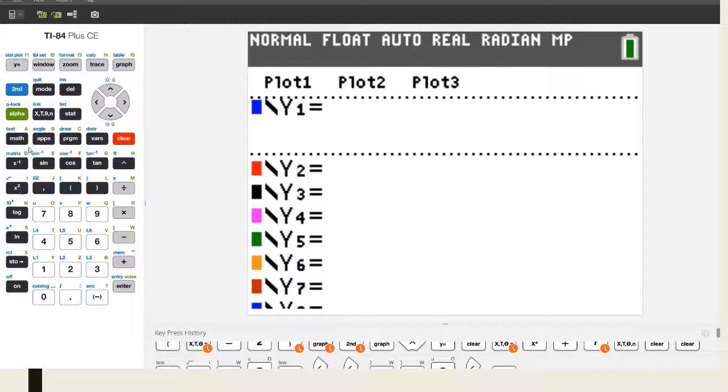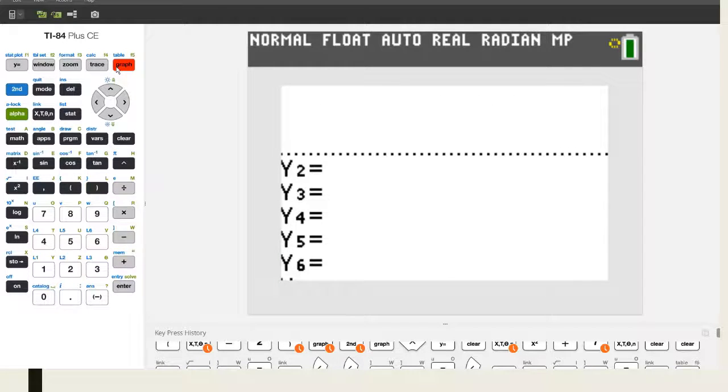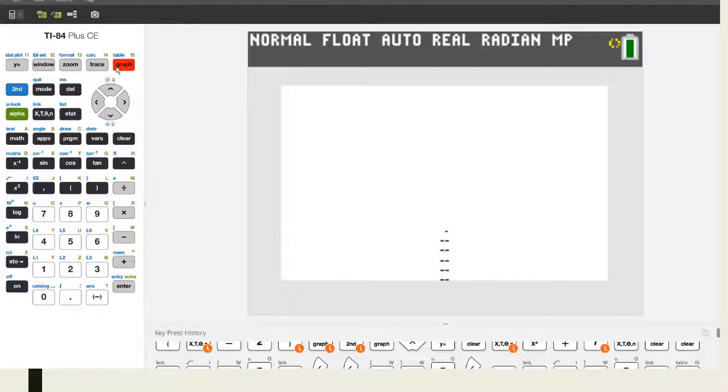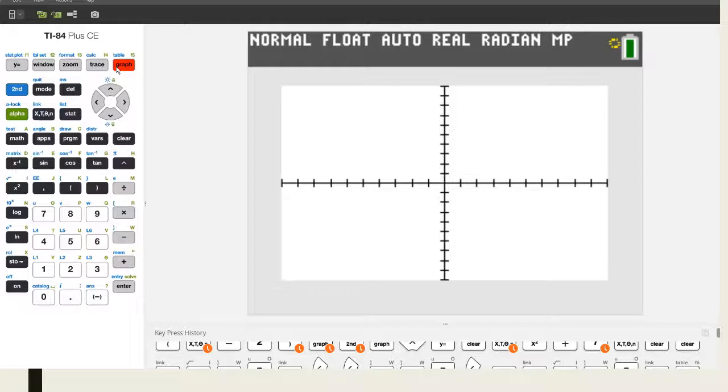I'm going to put y equals x squared minus 7x, and I'm going to look at the graph. In the graph, I should see two x-intercepts, x equals 0 and x equals 7.